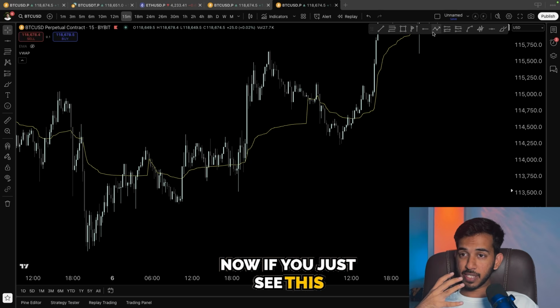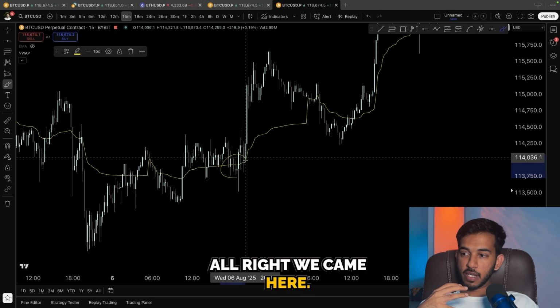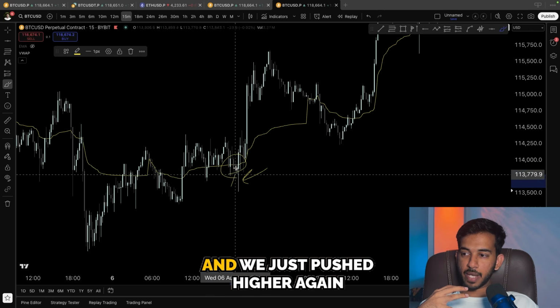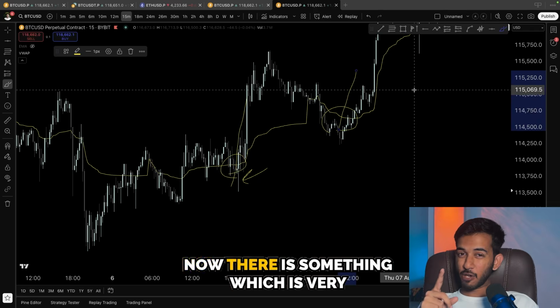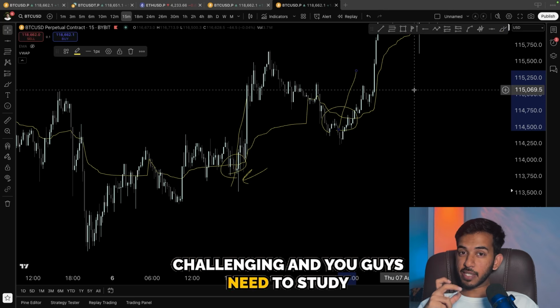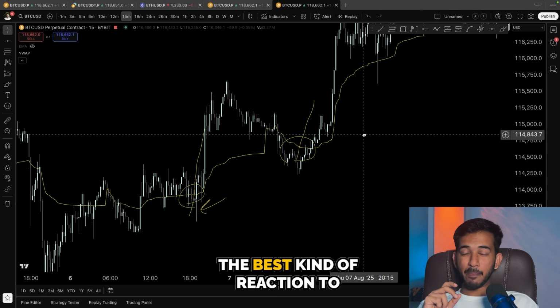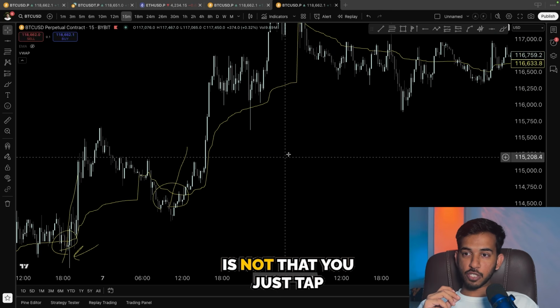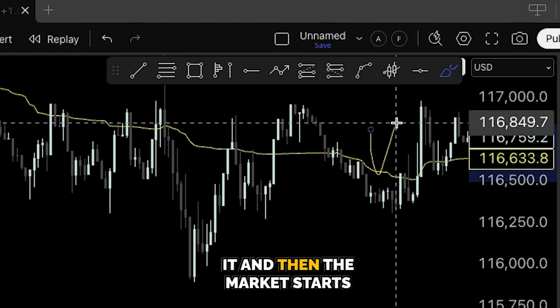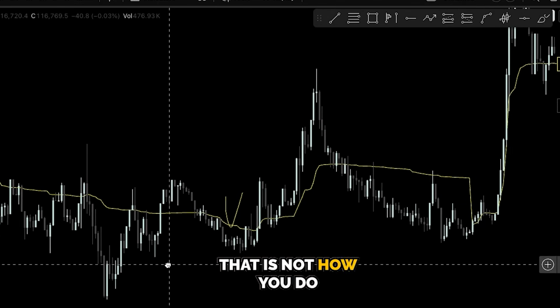Now, if we just see this, all right, we came here, we got a fake out of the VWAP and we just pushed higher. Again, a fake out of the VWAP and we pushed higher. Now there is something which is very challenging and you guys need to study about that as well. The best kind of reaction to any kind of level, to any kind of indicator, is not that you just tap it and then the market starts to go higher. That is not how you do it, all right?